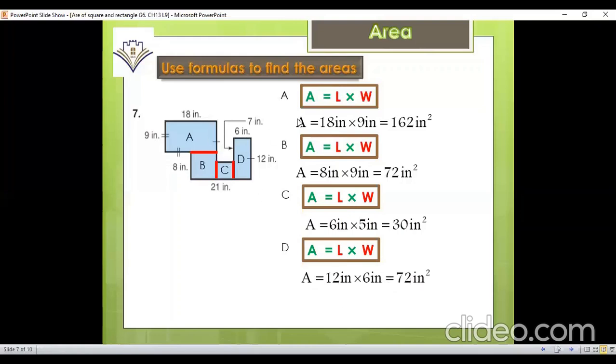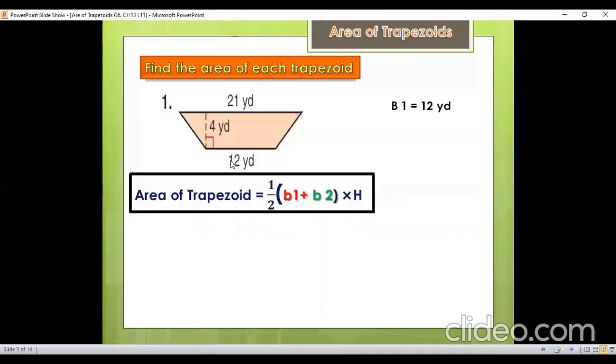Then we have the area of part A, the area of part B, the area of part C and the area of part D. Then we need the total area. The total area is the sum of the areas of all parts. This one is 162 square inches, this part is 72 square inches, this part is 30 square inches, and this part is 72 square inches. Then the total of them equals 12 yard.